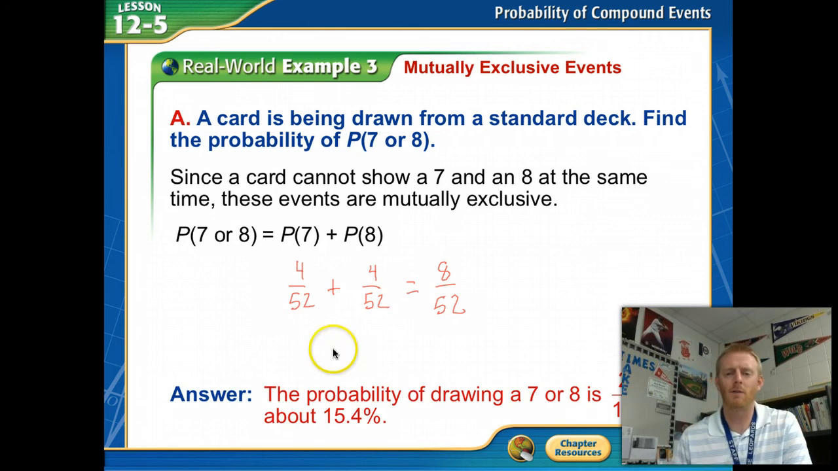And when we simplify 8 out of 52, we get ourselves the answer of 2 out of 13, or 15.4%. And everyone's cool with how to simplify, hopefully, because all we gotta do is simplify by dividing both numbers, the top and the bottom, by 4 to get down to 2 over 13. You could divide to get it into percent form.